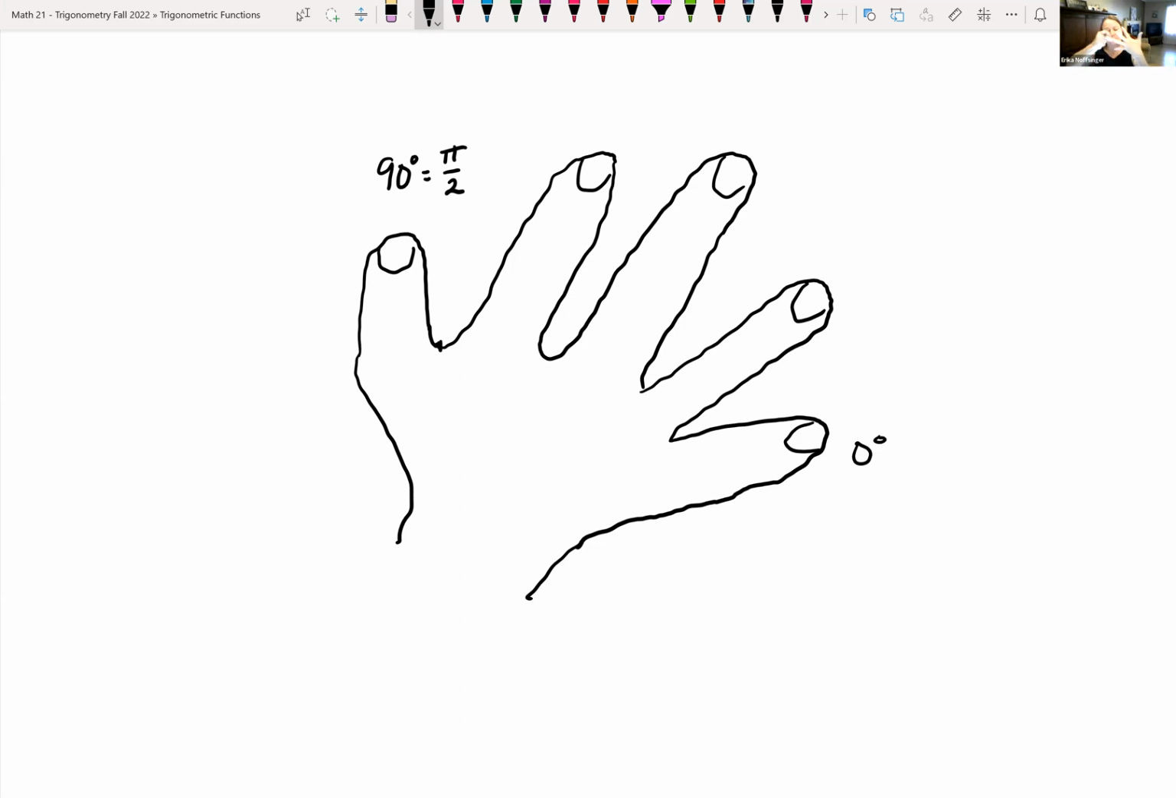And then the ring finger is 30 degrees, which is the same thing as pi 6. The middle finger is 45 degrees, which is the same thing as pi 4. And the pointer finger is 60 degrees, which is the same as pi thirds. So it depends on if we're looking at cosine or sine. I remember that cosine is starting at the top, my thumb.